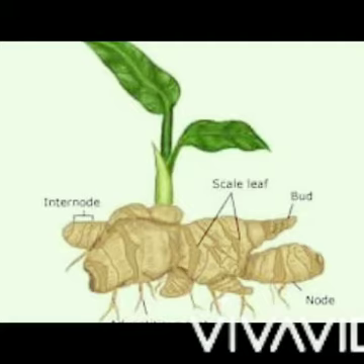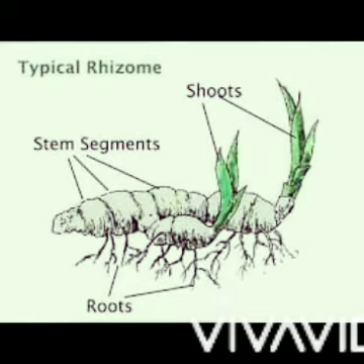Underground modification. Rhizome. A modified stem that grows horizontally underground is called rhizome. It has nodes and internodes. It is irregular in shape. Example, ginger and turmeric.